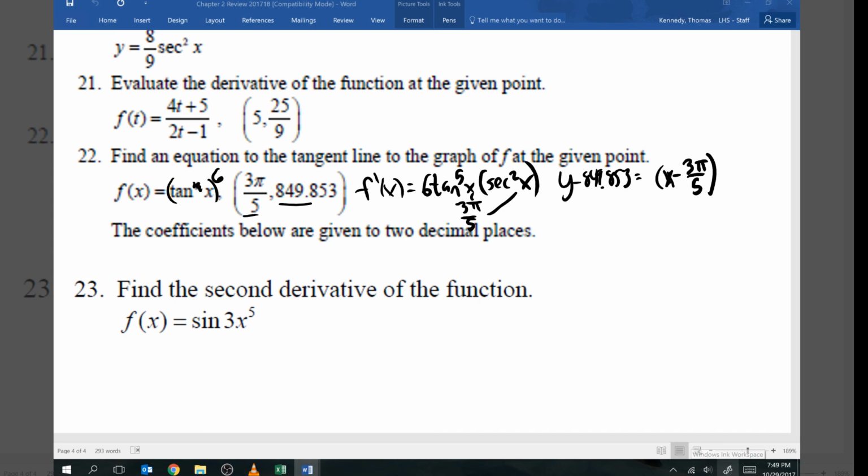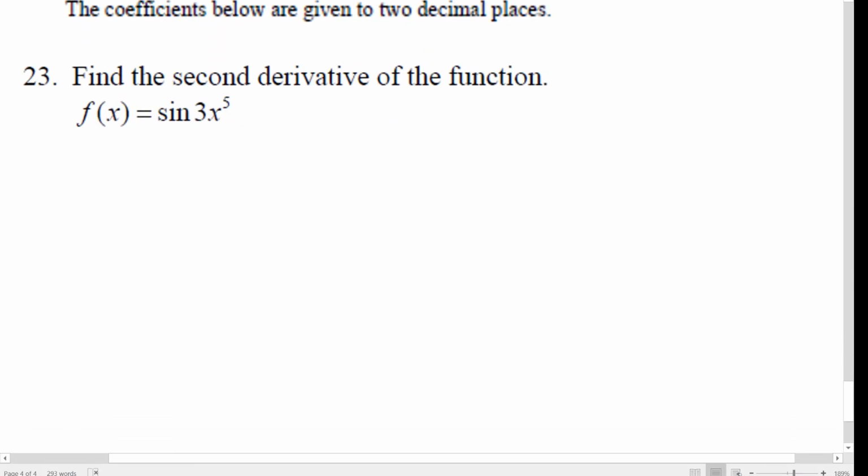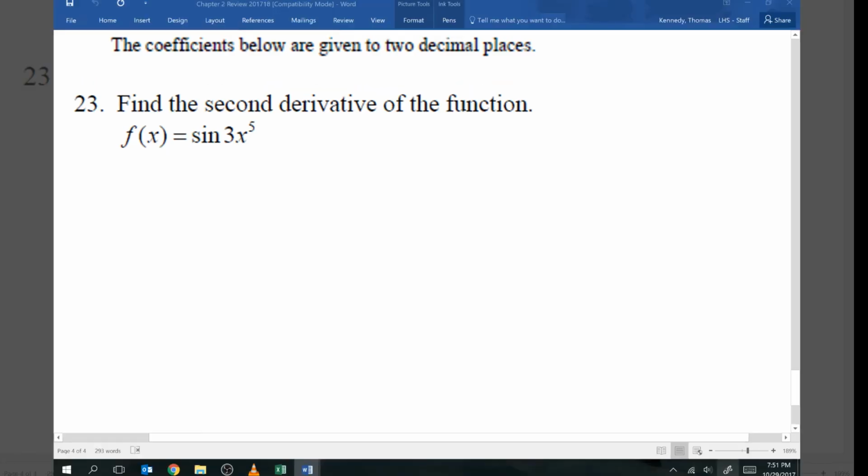23, find the second derivative of the function. This is going to be a mess, and this is a good mess to practice before the test, because I know this kind of question is on the test. I actually added this to the review this year, so it wasn't in the answer key, so that's probably why I got asked about it.